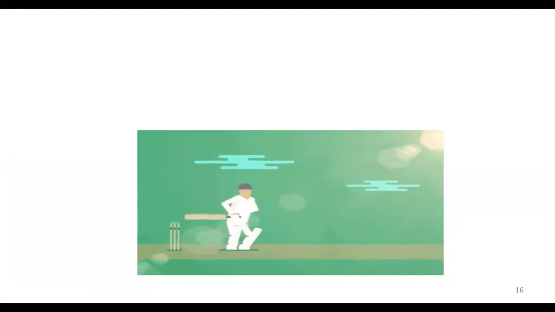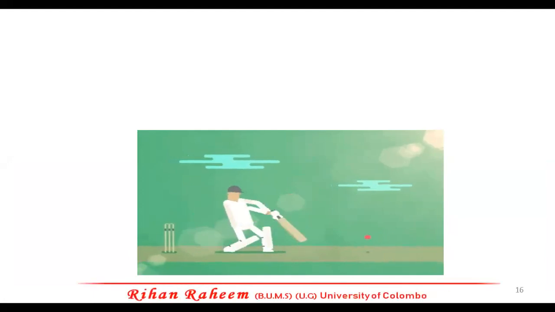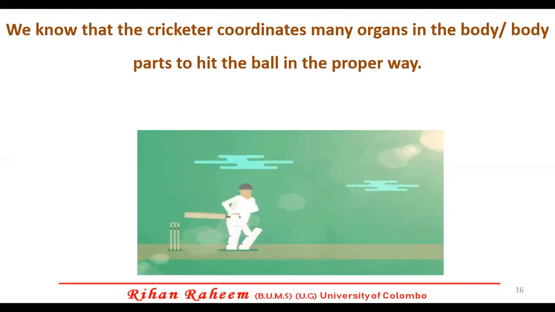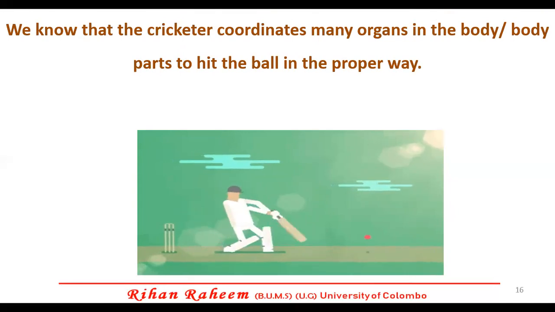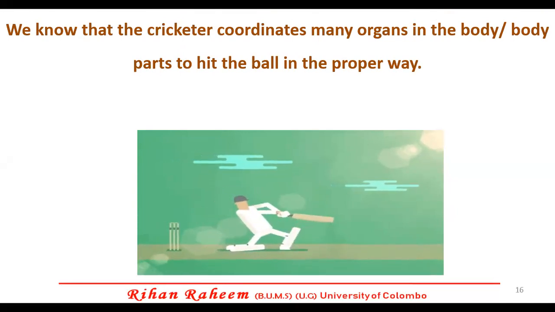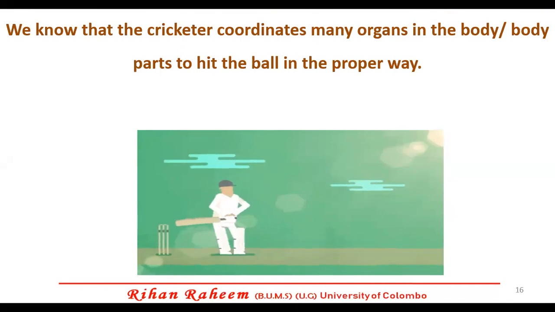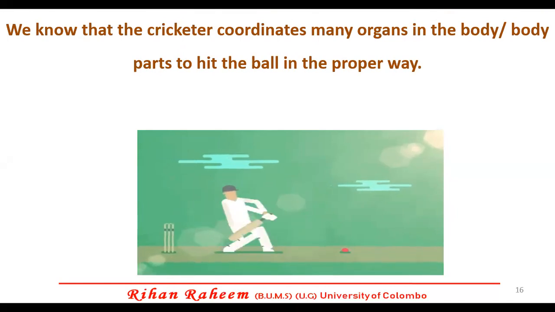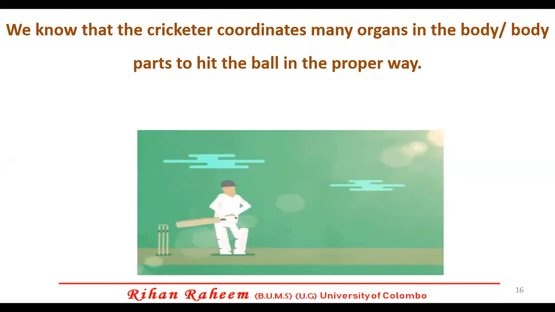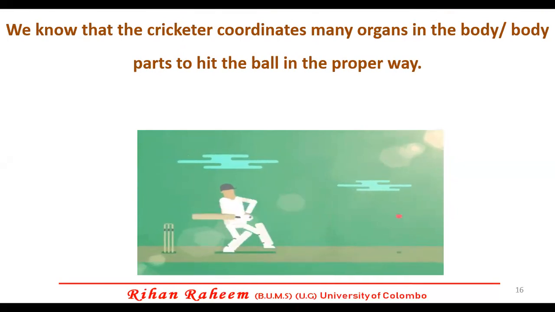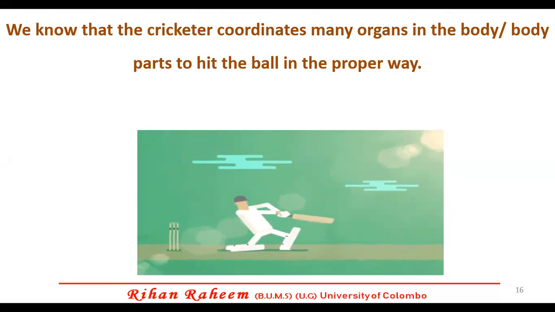So here, what is happening? From your eye, the message is going to the brain. So we'll read and see what they are saying. We know that the cricketer coordinates many organs in the body, or body parts, to hit the ball in a proper way. Okay. He is properly coordinating his eyes, his hands, his muscles, and only then hitting it.